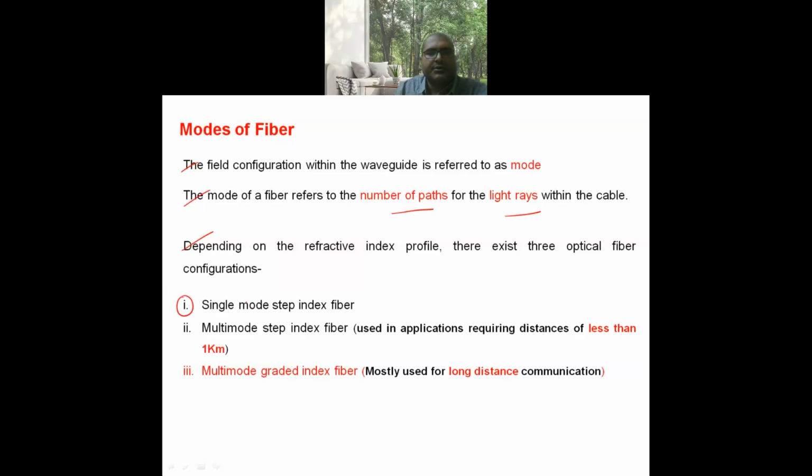One, single mode step index fiber. Two, multi-mode step index fiber, used in applications requiring a distance of less than 1 kilometer. Third is multi-mode graded index fiber, mostly used for long distance communication.